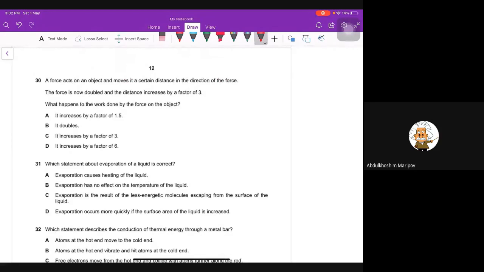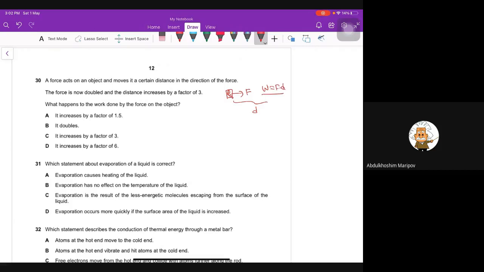Question 30. The force acts on the object and moves a certain distance. What moves? The force moves a certain distance in the direction of the force. The force is now doubled and the distance increased by a factor of 3. What happened to the work done? We have an object here going in this direction. The distance was d and you applied force F. So work is simply force times d.